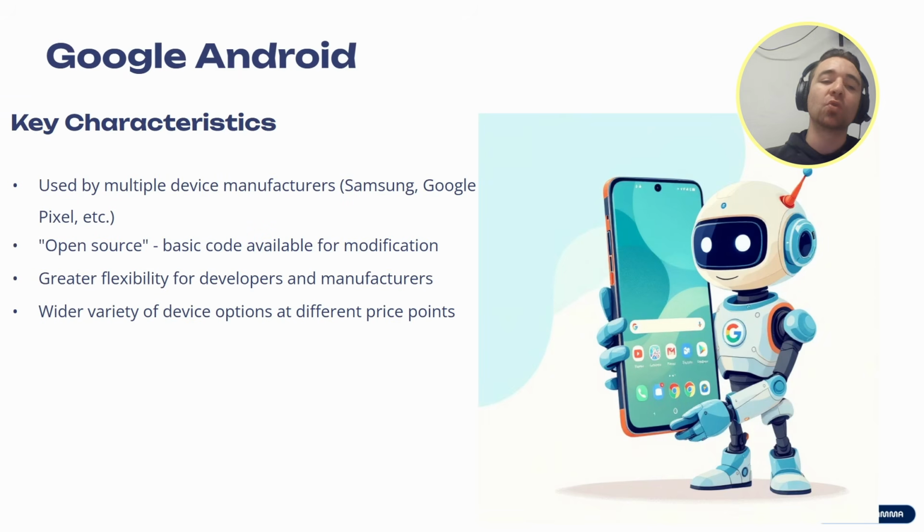The next one is Google Android. Now, this is a little bit different. Google Android is used by multiple device manufacturers, Samsung, Google, Pixel, a wide variety. It is open source. We'll see those words pop up a lot throughout this course. Open source, which means basic code is available for modification. You can modify the code of that operating system if you know how and you want to. It has greater flexibility for developers and manufacturers. So if you want that additional flexibility, you might want to go with Google Android, and a wider variety of device options at different price points.